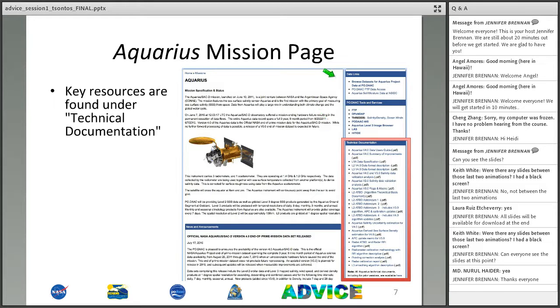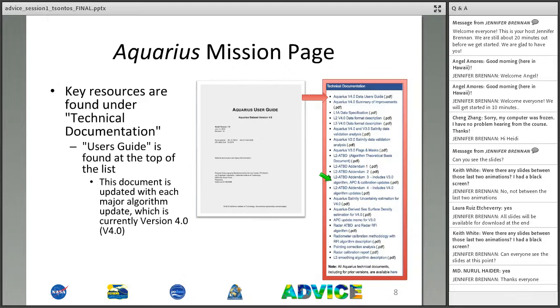So we're going to look at these in more detail now, but at the top we have data links, access to the Aquarius data via a range of tools and services that are listed, and then a comprehensive listing of technical documentation related to the Aquarius mission that users should be aware of. And there are three items in particular that we strongly recommend users take a look at.